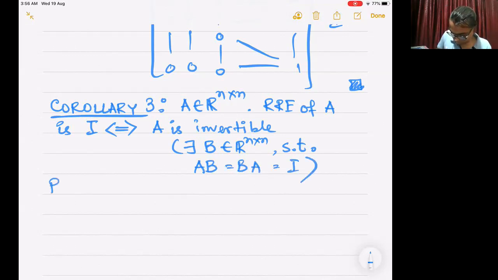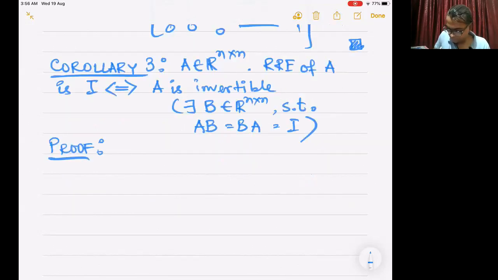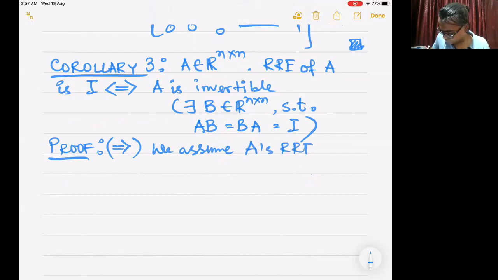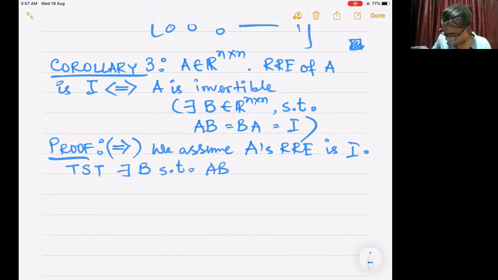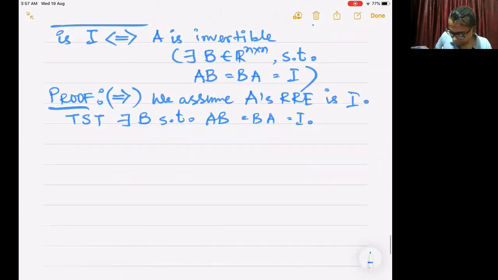Proof. Once again, if and only if, so both directions I have to prove. First I prove this direction, which means we assume a row reduced echelon form is I, to show that there exists B such that AB equals BA equals identity. How do we do this? Well, see, I have A.